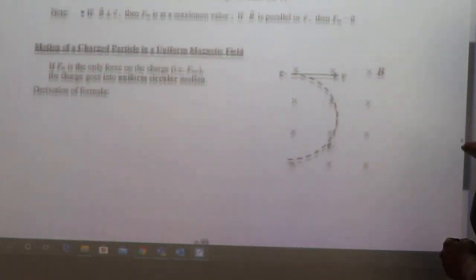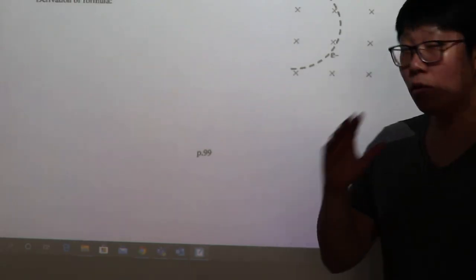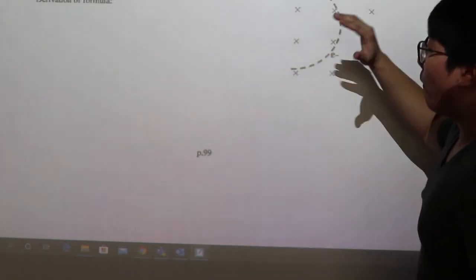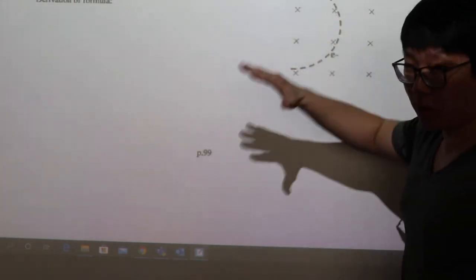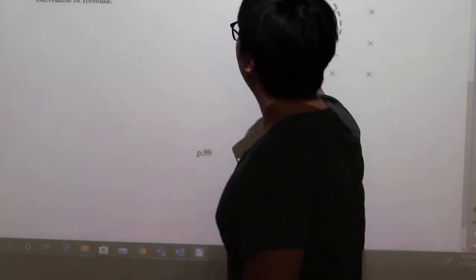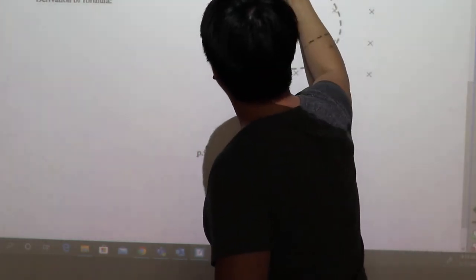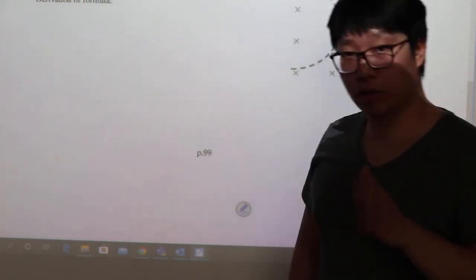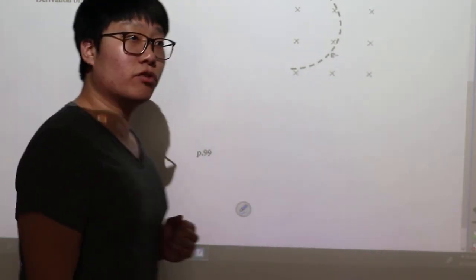Before we get into the formula, let's go with our theory section first. One thing that you need to understand, ladies and gentlemen, is that any type of charged particle that is going into an external uniform magnetic field is going to undergo circular motion. And I'm going to explain to you why.